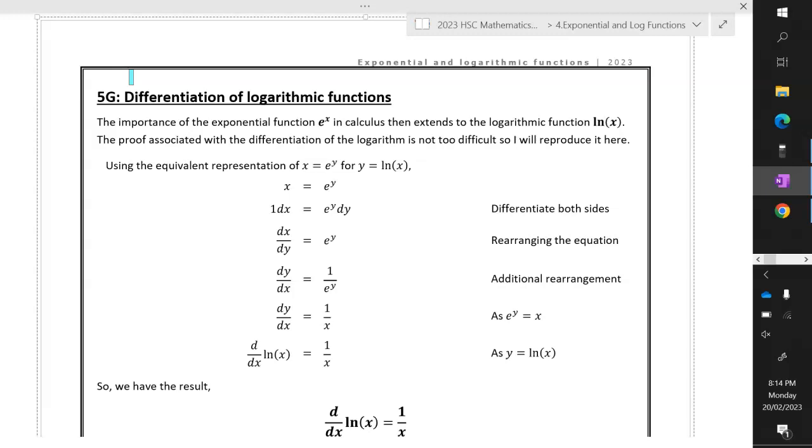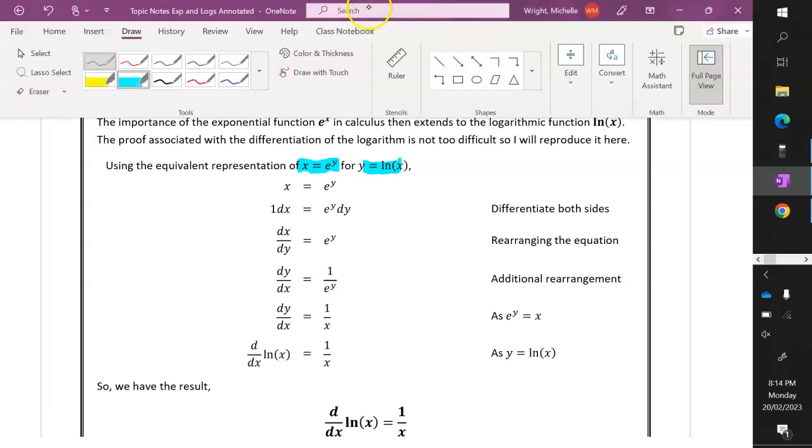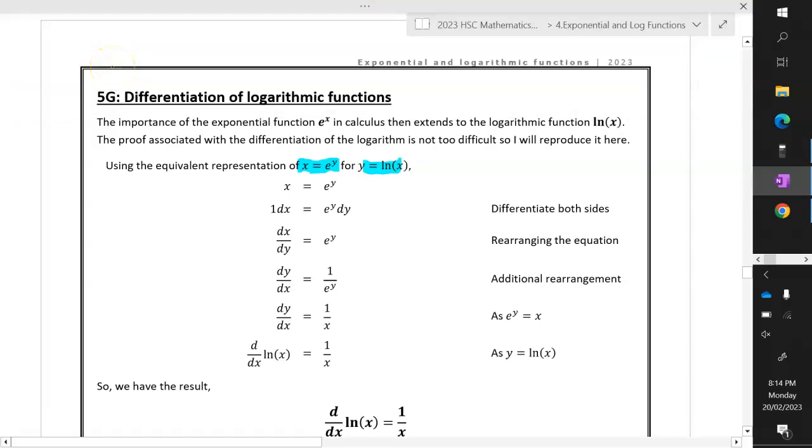Now we know that we can place this x equals e to the y into log format. Okay, so we did that last lesson a lot and reminded us about it. So we know that e to the y is equal to x, and it's written here y equals log of x, but I like to write it as y equals log e of x, like that. So e to the y equals x. That's where it comes from. Okay, so I've written that down there, that x equals e to the y.